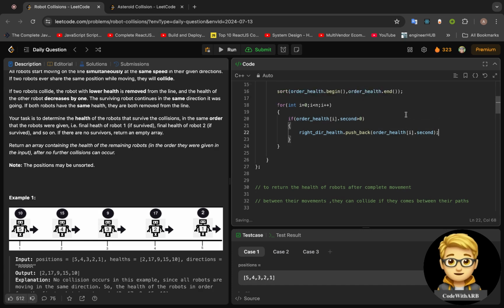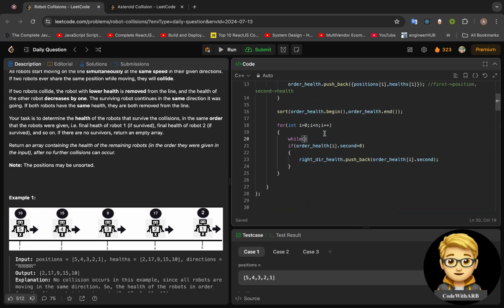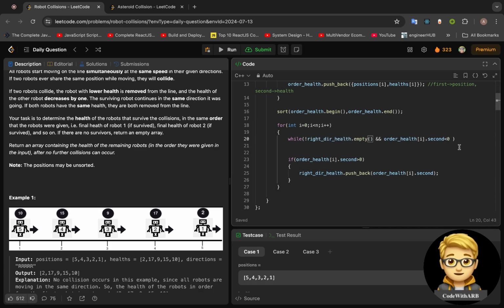Because I need to store it in my vector, right? Now when I get a left direction robot, I will check the right direction health, whether we have a right direction robot or not, right? So if the current health is less than 0, it means the robot is moving in the left direction, and I will check whether we have one. This is just for checking whether it is empty or not, right?